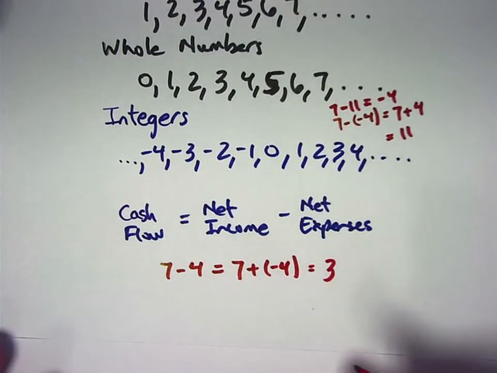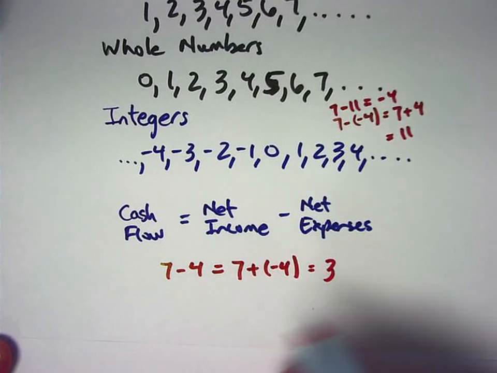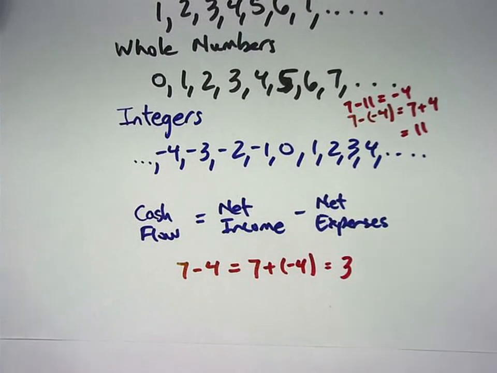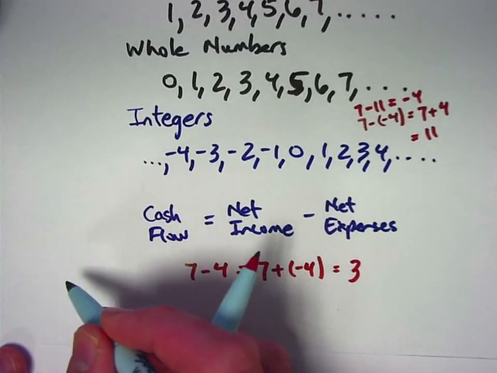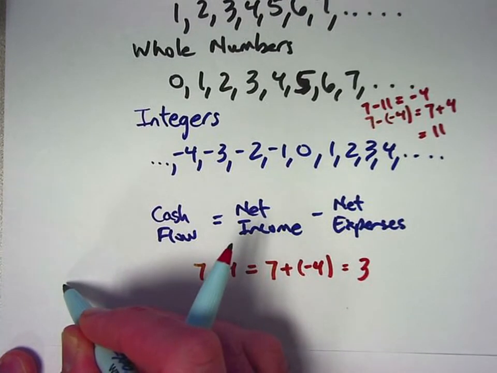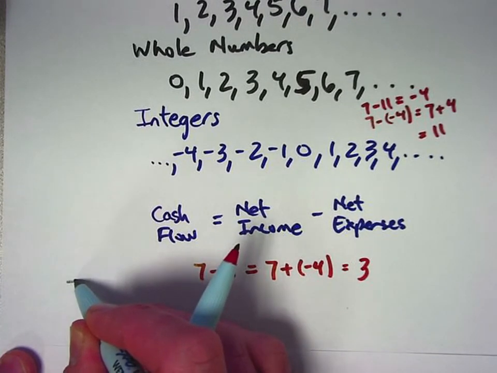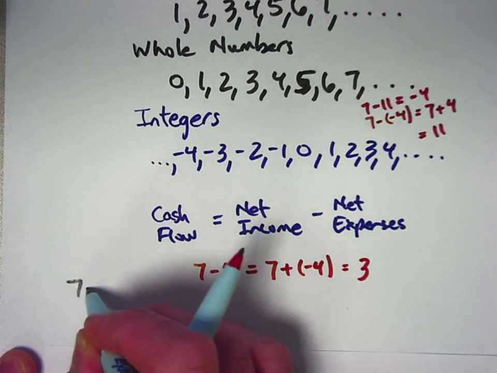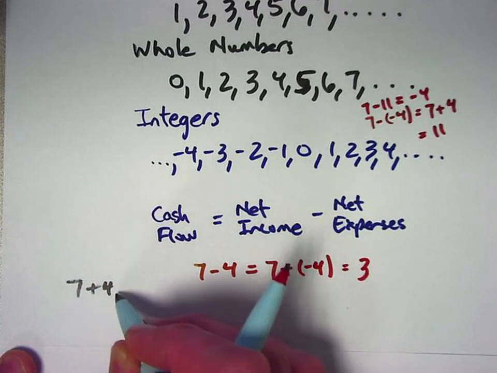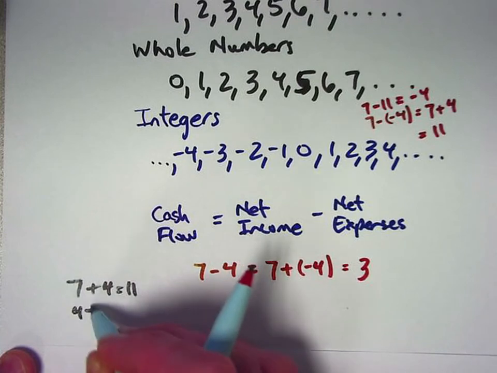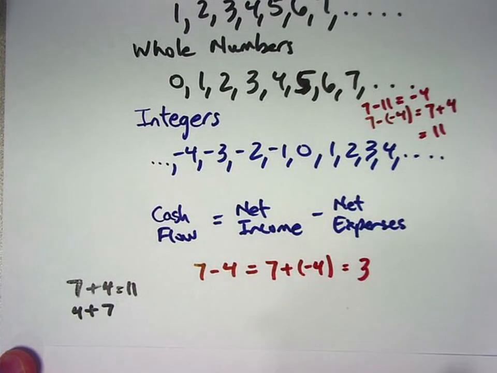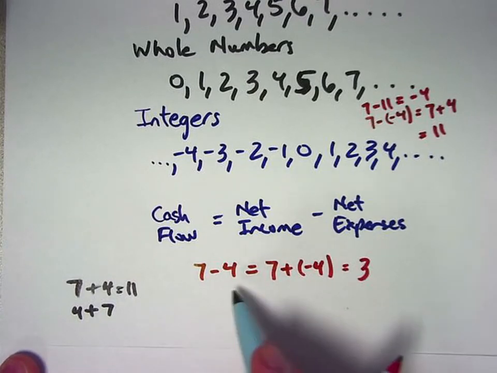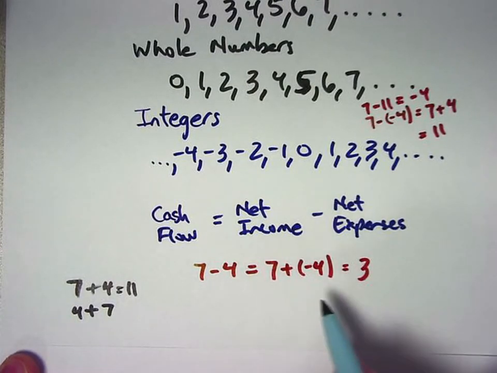That might not seem like a big deal, but it is a big deal. And let me highlight it in another way. Another property that addition has that I want to mention now is that it satisfies something called the commutative property. 7 plus 4 is 11, and that's the same as 4 plus 7. But subtraction does not. 7 minus 4 is 3, but 4 minus 7 is negative 3.